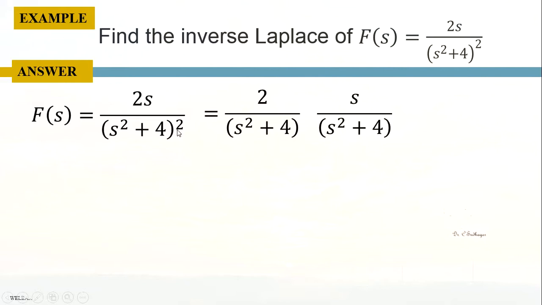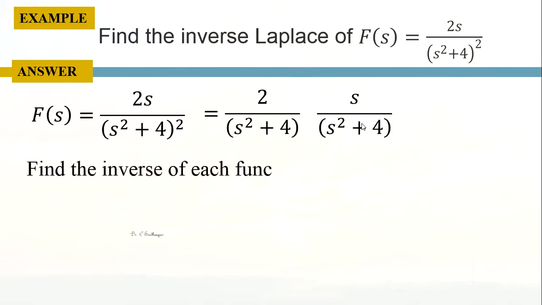This whole square was converted into (s square plus 4) multiplied by (s square plus 4), and for this 2s, take any one part here and the other part there. Here I have taken 2 here and s here, but if you take s here and 2 here, that is also a right choice. The main thing is you have to make sure that this part can be easily inverse Laplace transformed, and this part also has an inverse transformation. So now let us find the inverse transformation for these two functions.